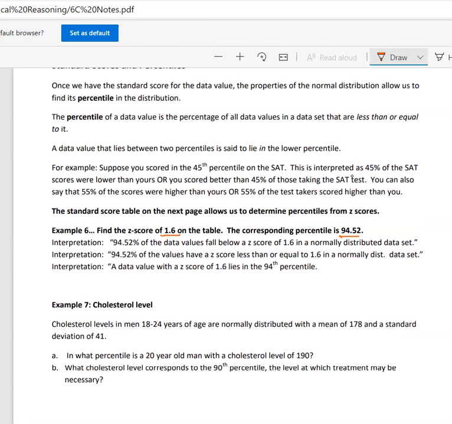What that means is 94.52% of the data fall below a z-score of 1.6. 94.52% of the values have a z-score less than or equal to 1.6. And also a data value with a z-score of 1.6 lies in the 94th percentile.